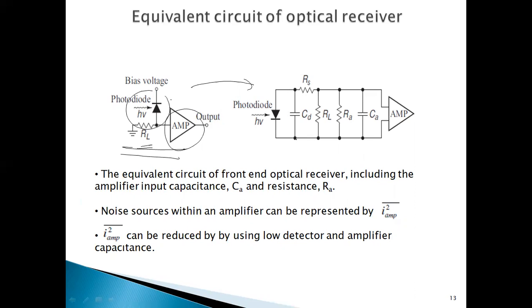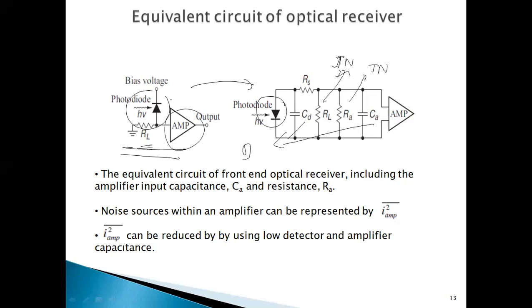We have learned before that the capacitances CD and CA contribute to the bandwidth calculation. RL will lead to thermal noise, or Johnson noise. RA will also contribute to the thermal noise. Then we have the shot noise, which is produced in the photodiode itself. The shot noise, both quantum noise and dark current noise, is all produced in the photodiode.